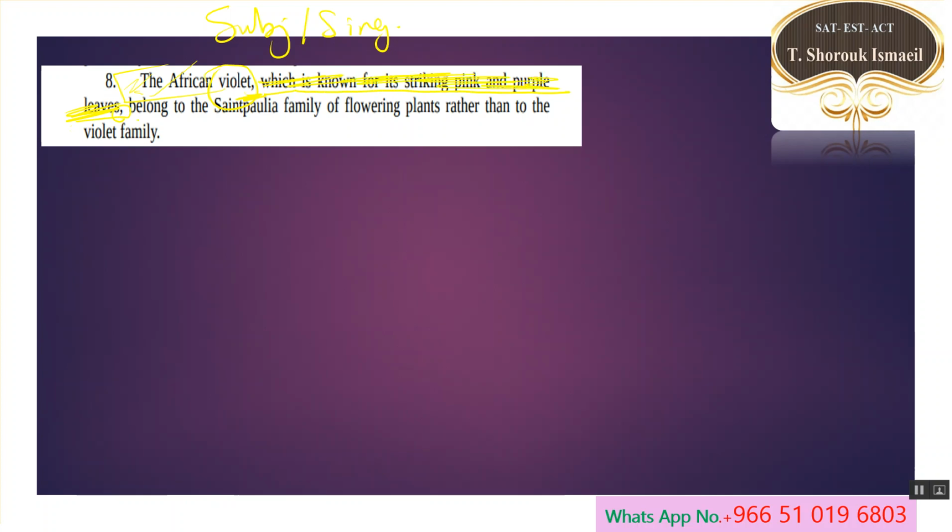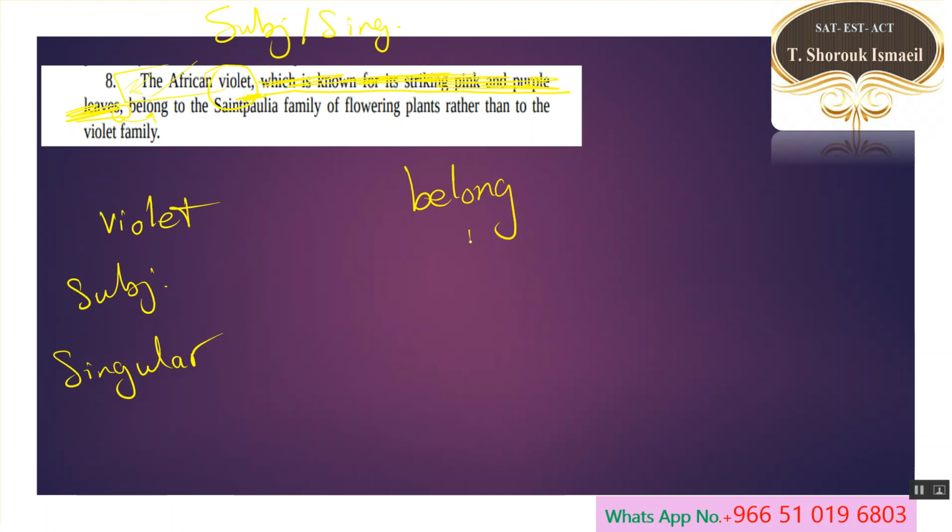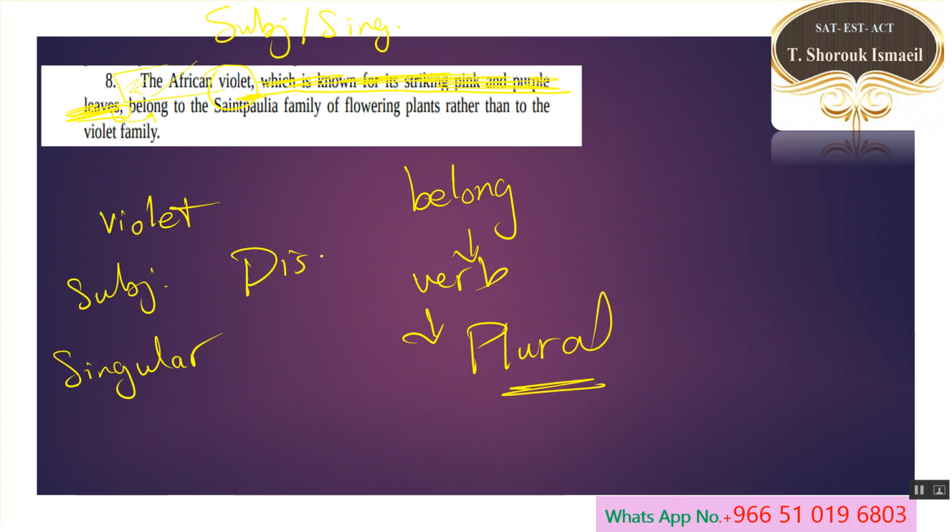Like this. Let's find my verb. It will be right after the comma, which is belong. So let's just analyze it. Here, violet is my subject, and it is singular. And here, belong is my verb, and actually it is plural. What do I need here? I find a disagreement, which means I need to fix my verb.